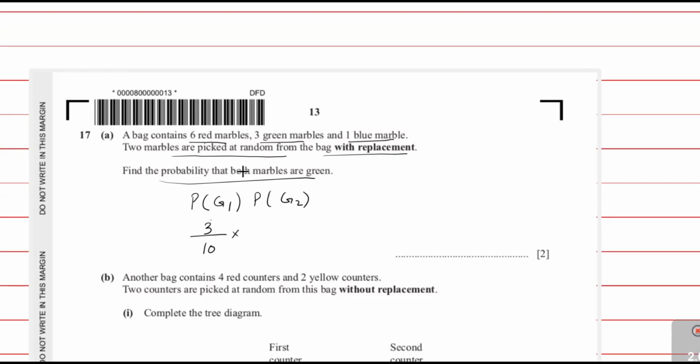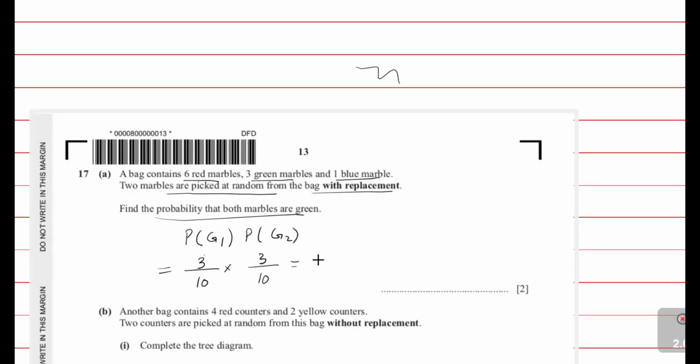Next, we will pick the second marble. Look here, this is the statement: the marble is picked with replacement. Therefore, the total number of marbles remains the same. We write 10, and next we pick a green marble, therefore 3 out of 10. 3 times 3 is 9 and 10 times 10 is 100. 9 over 100 is the answer. Next question, part B.